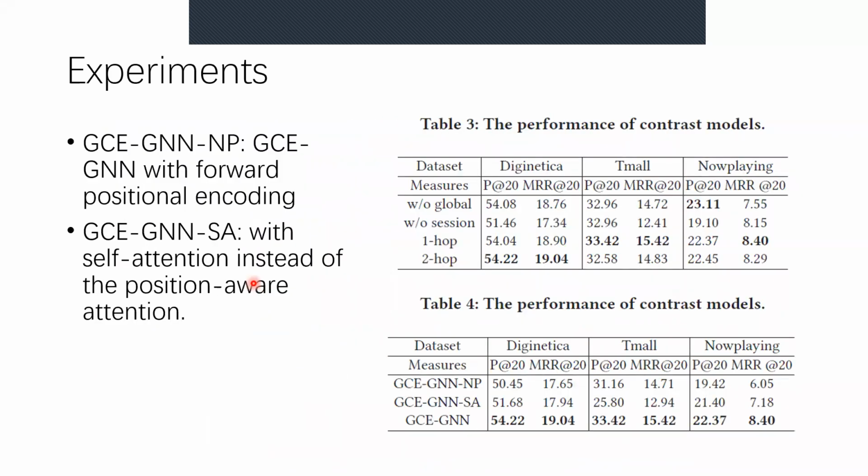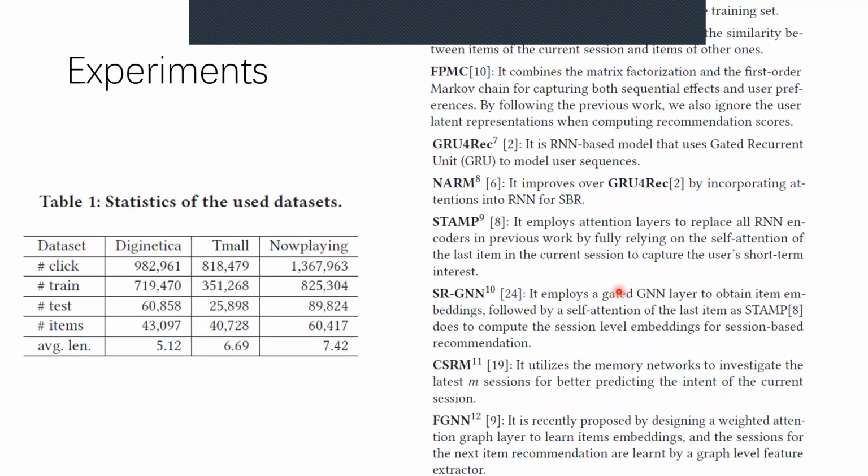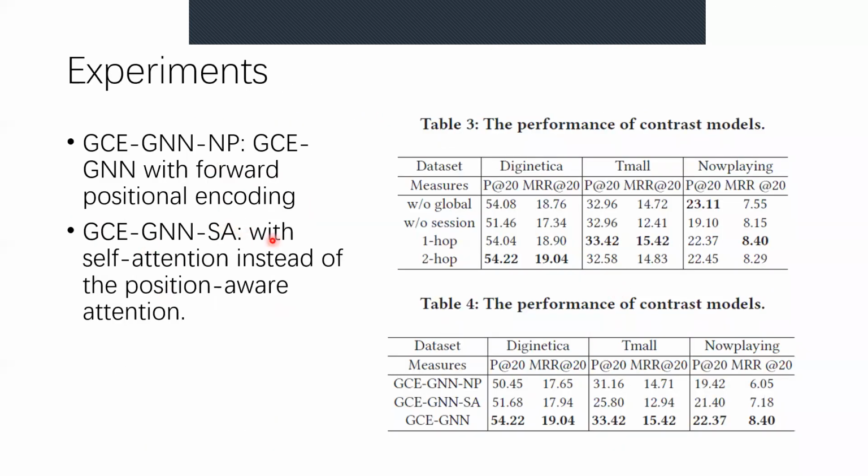You also do some ablation studies, like GCE-GNP, which is with forward positional encoding. It means it actually changes this part, so the positional encoding is not reversed anymore. It's just the forward one. And the other one just ignores the position-aware attention, just ignores the position encoding. And the ablation study shows that these two are actually quite important to the performance.